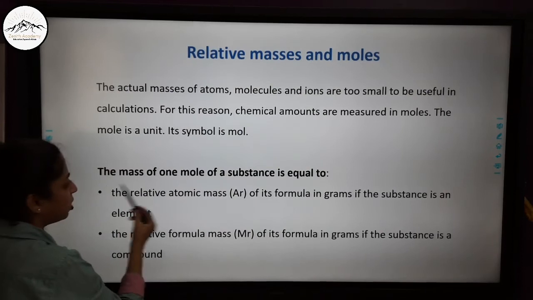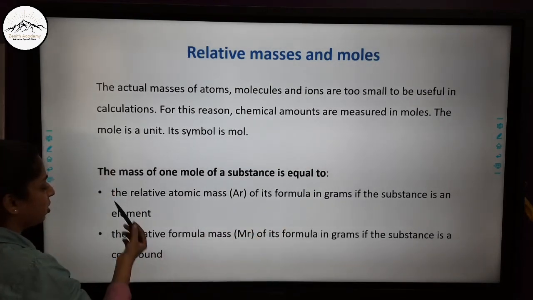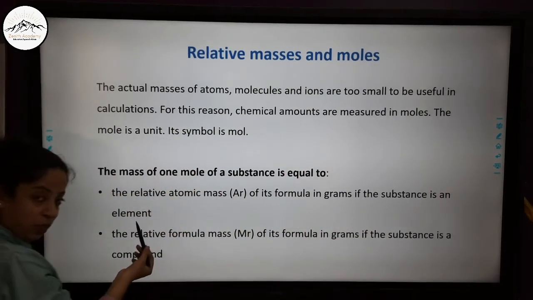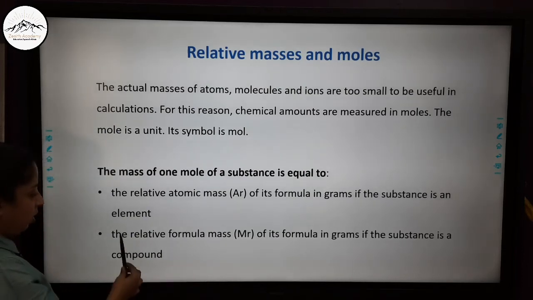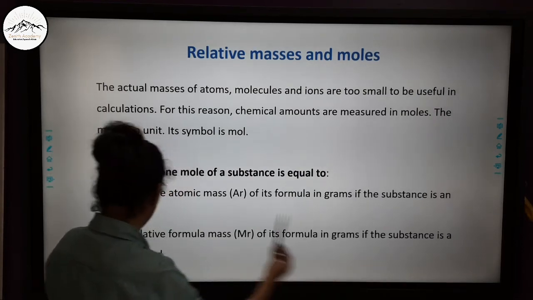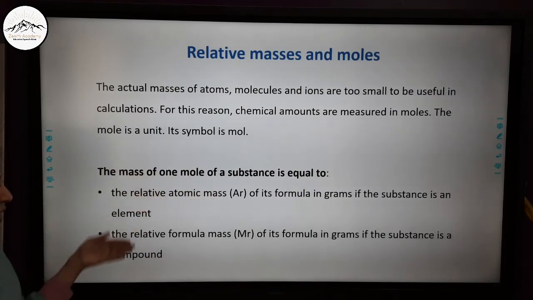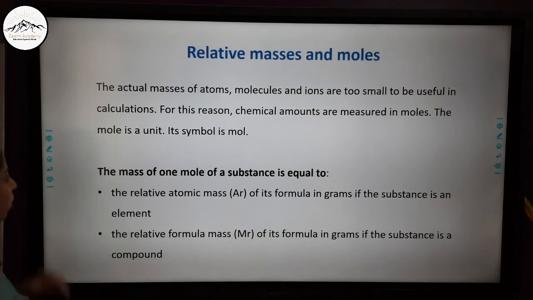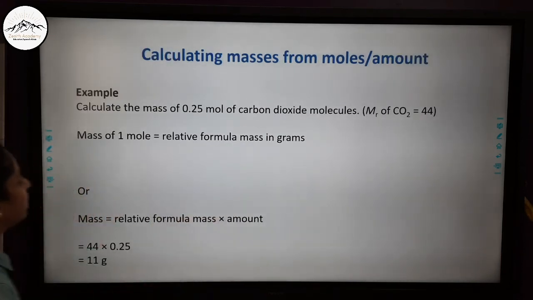Okay. Now the mass of 1 mole of a substance is equal to, so when we are talking about atomic mass, it is relative atomic mass of its formula in grams if the substance is an element, and when we are talking about compound, then it is the relative formula mass of its formula in grams if the substance is a compound. So relative atomic mass and relative formula mass or relative molecular mass is equal to 1 mole. Let's see the example here and try to understand.